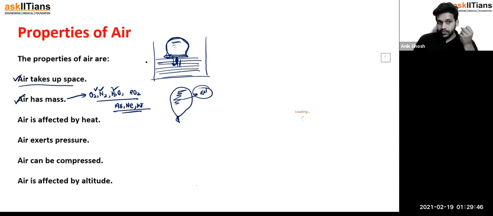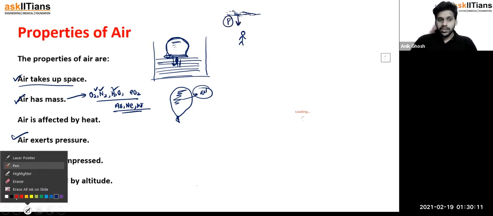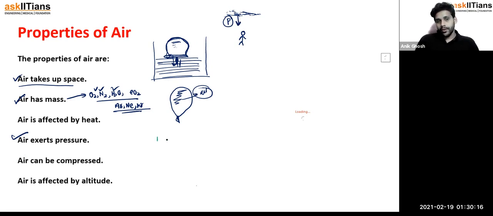Now you can understand this in another way as well. The air has some mass. For that reason, it exerts some pressure over us. So if this is you, the air over your head is always exerting some pressure on you. What is pressure? Pressure is force applied per unit area. That is called pressure, right?